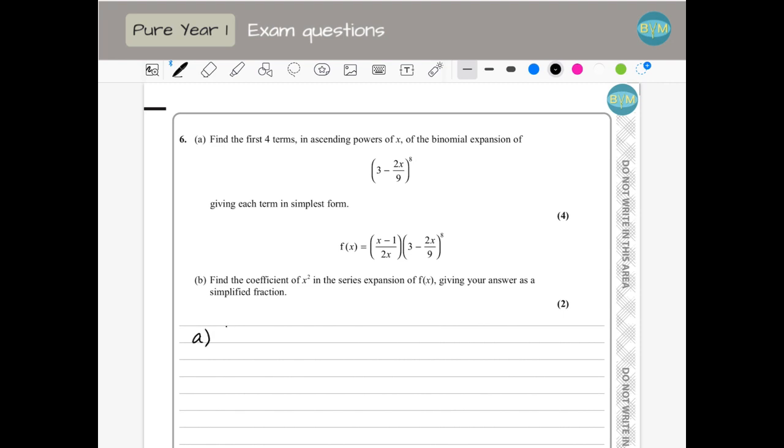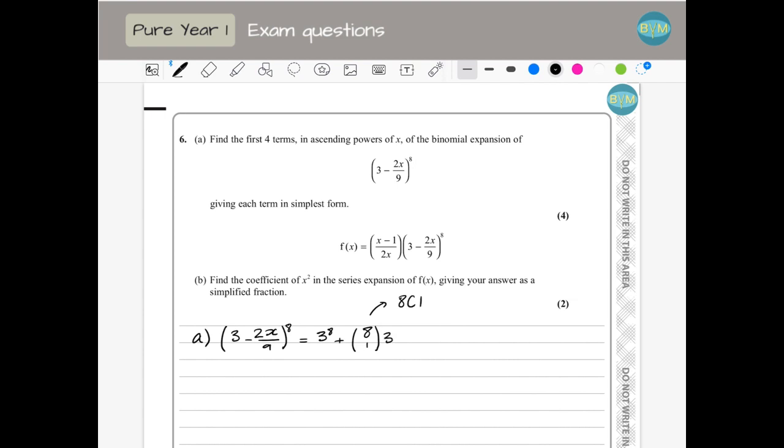so for A, I have (3 minus 2x divided by 9) to the power of 8. So it's going to be the first term to the power of 8, so I have 3 to the power of 8. Then plus 8 choose 1. I can do this with the calculator. Remember, with the calculator it is 8C1. You have a key that does that.